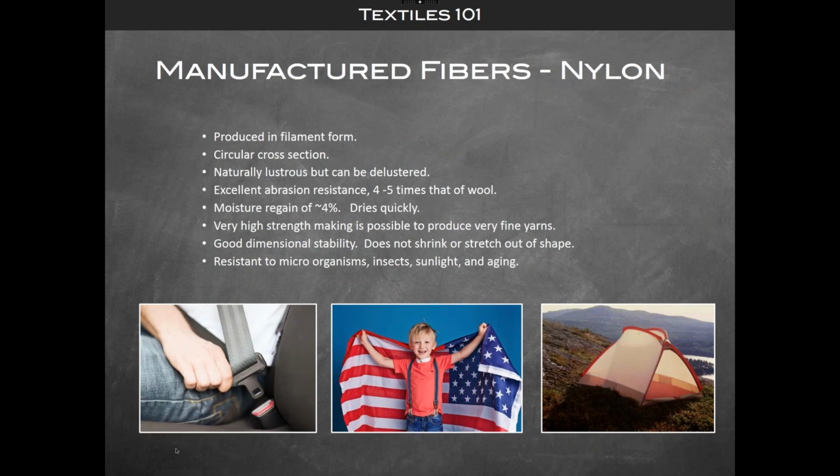So here are some characteristics of nylon. Nylon is produced in a filament form. It has a circular cross section. It's naturally lustrous but can be delustered. It has excellent abrasion resistance, 4 to 5 times more abrasion resistant than wool. Nylon has a relatively low moisture regain of 4%.